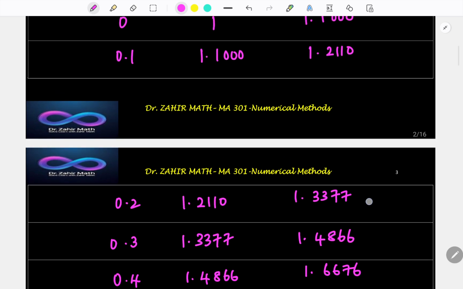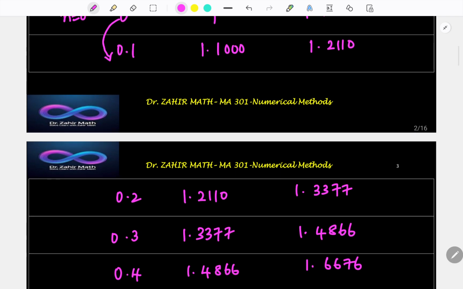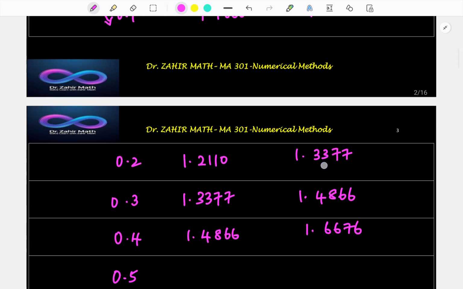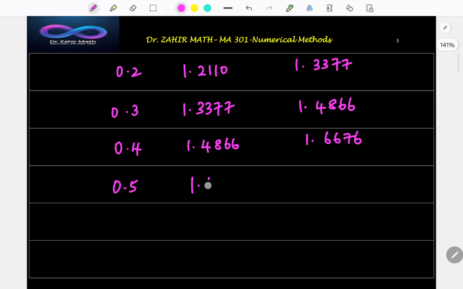1.6676, right? Look here, I wanted to say something. When you put n is equal to 0, you are jumping from 0 to 0.1, right? When n is equal to 1, 0.1 to 0.2, then 0.3 to 0.4, like that you are jumping. So 0.5, the last one, no need to find. 1.6676 and put the dash. This is your y fourth value.